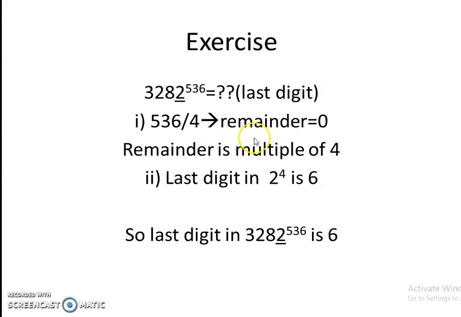Now we need to follow the steps to calculate the last digit when the number ends with 2. In this exercise we are calculating the last digit after this power calculation. Here the power is 536. First we need to divide this power by 4. After dividing this power by 4, the remainder is 0. So the remainder is 0, that means it is a multiple of 4. And we know the last digit in 2 to the power 4 is 6. So after power calculation of this number, the last digit will be 6, right? Hope these steps are clear. If you have any doubt, you can write to me in the comment box.